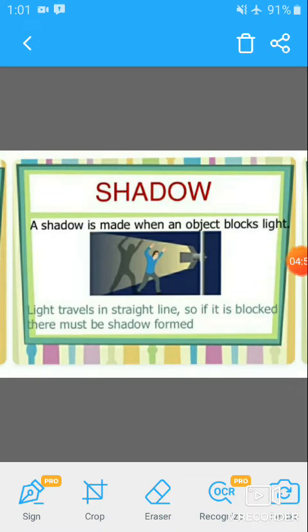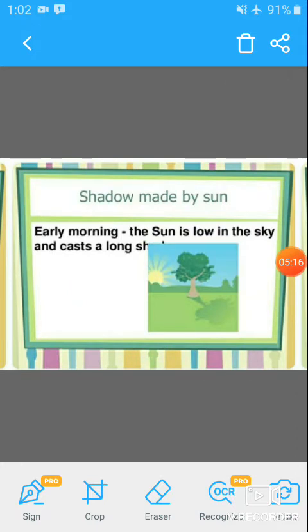Do you know about shadows? What is a shadow? A shadow is made when an object blocks light. Light travels in a straight line, so if it is blocked, a shadow must form. Look at the picture, students. A shadow is made by any source of light, and the sun is one of the main sources of light.